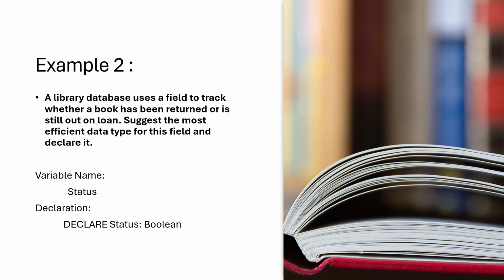Because if we write down the status true, that means it has been returned. And if it is false, then that means it's still out on loan. Or you can take the values otherwise. You know how to store the data in your database. So the declaration statement that would be made for this variable is declare status colon Boolean.